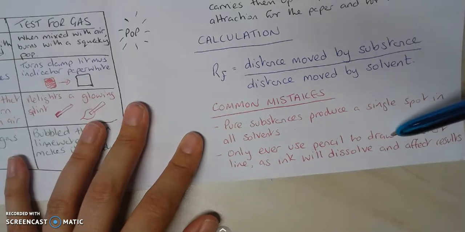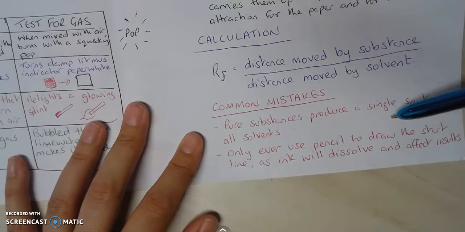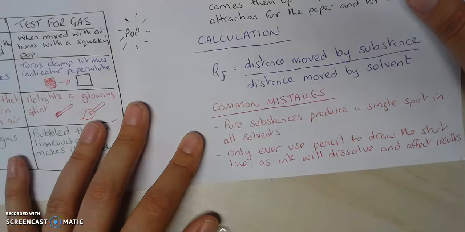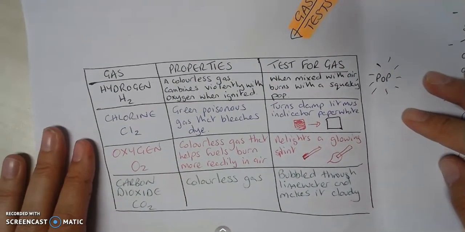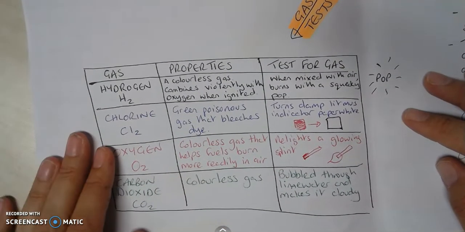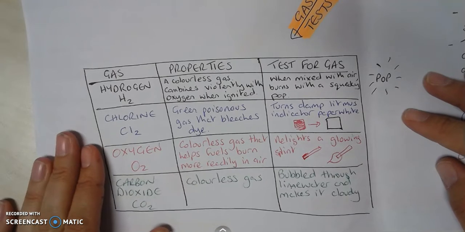Also, as I said before, only ever using pencil to draw the start line as the ink will dissolve and affect the results. So essentially that's the required practical, and I think you could pick up a lot of marks on that one. Gas tests is the next part of this topic. So making sure you understand the properties of the different gases and how we can test for them.